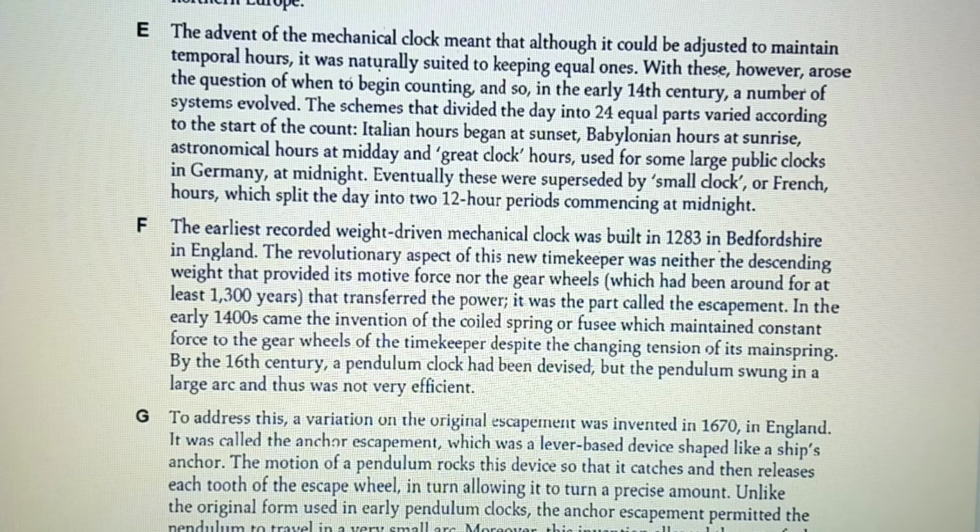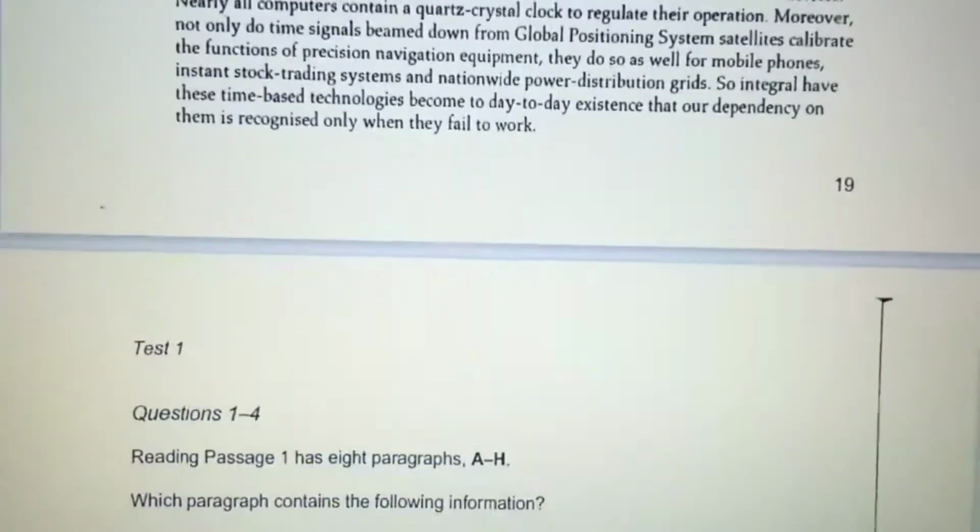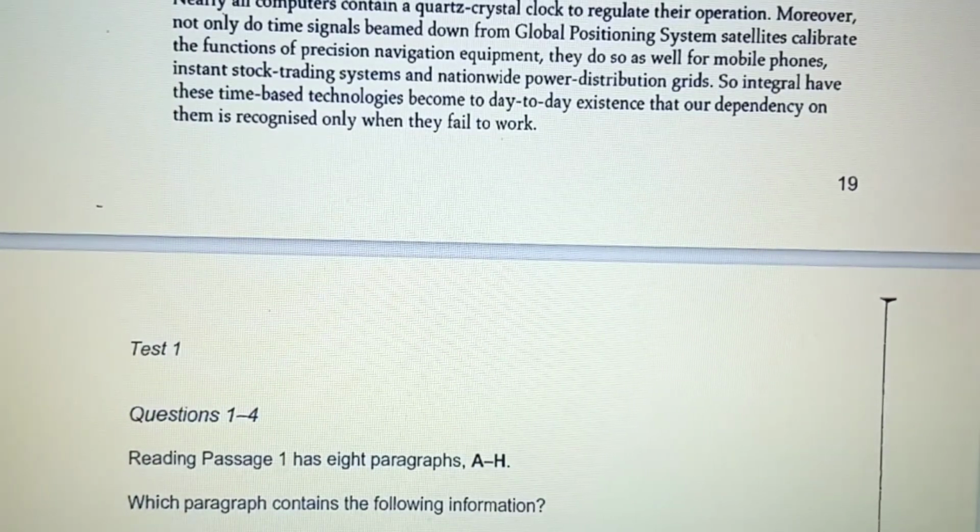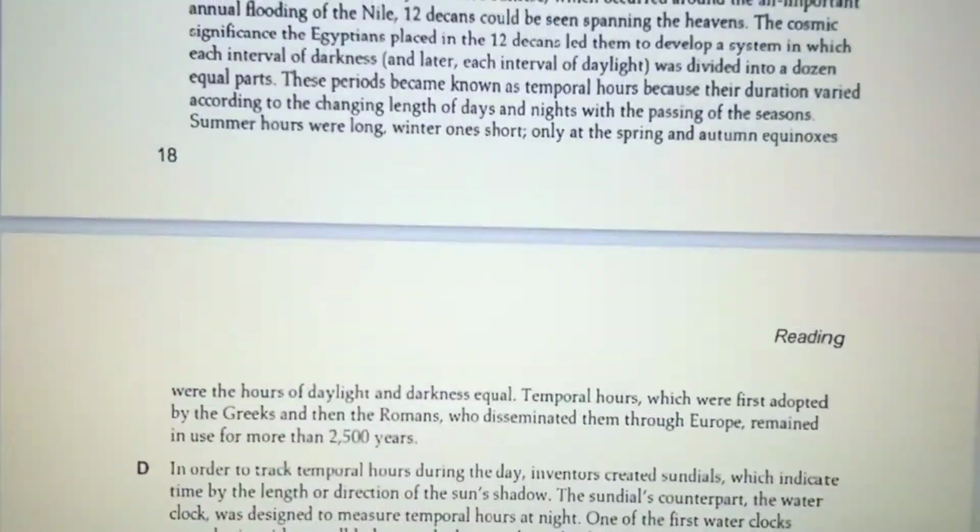So I'm going to be saying some things now that will help you with this, because there are some things that you really need to know about this question type. One thing you need to know is that there are usually more paragraphs than questions. You can see here we have A to H paragraphs, that is A, B, C, D, E, F, G, H, 8 paragraphs in all in this particular reading text.